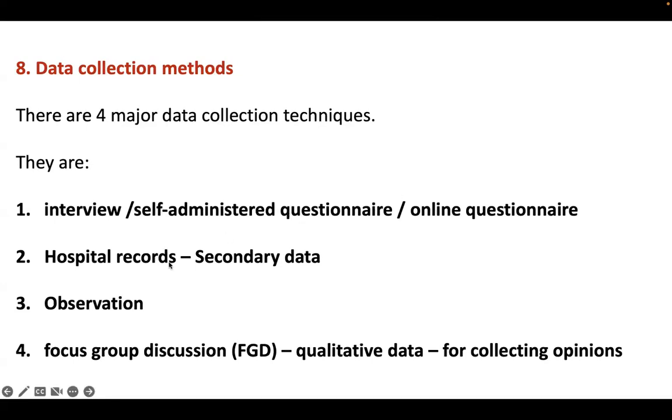Hospital records: we can collect secondary data from hospital records, as in a retrospective study. Prof. Harsha, yesterday we had a discussion about cross-sectional or retrospective, right? If we are collecting data from hospital records related to different time points, it will be a retrospective study. It cannot be described as cross-sectional.